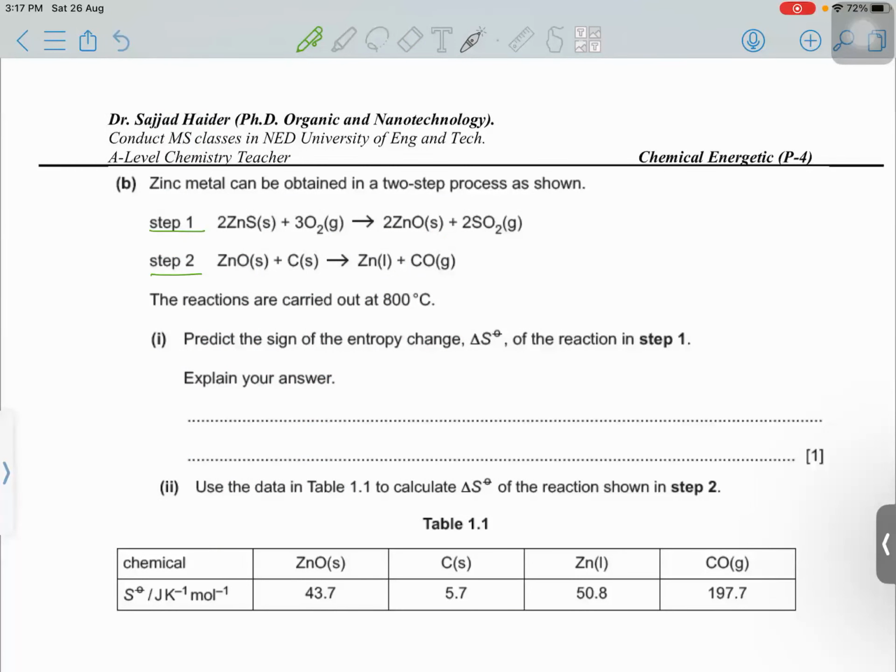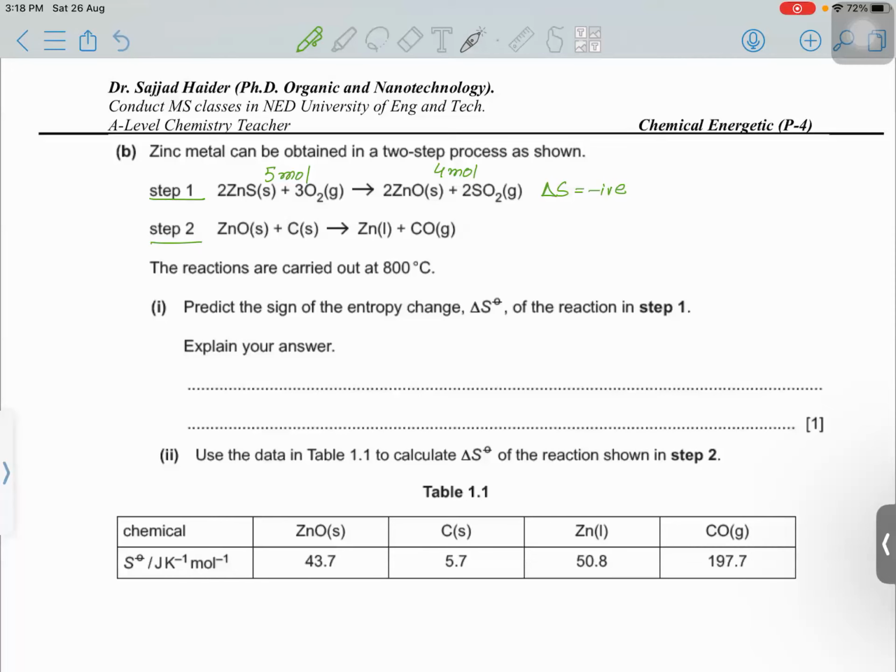Can anyone tell me the sign of the entropy change? Either it increases or decreases? Decreases. Here we have 5 mole, here we have 4 mole, so decreases. Delta S negative. And what about step 2? Increases.